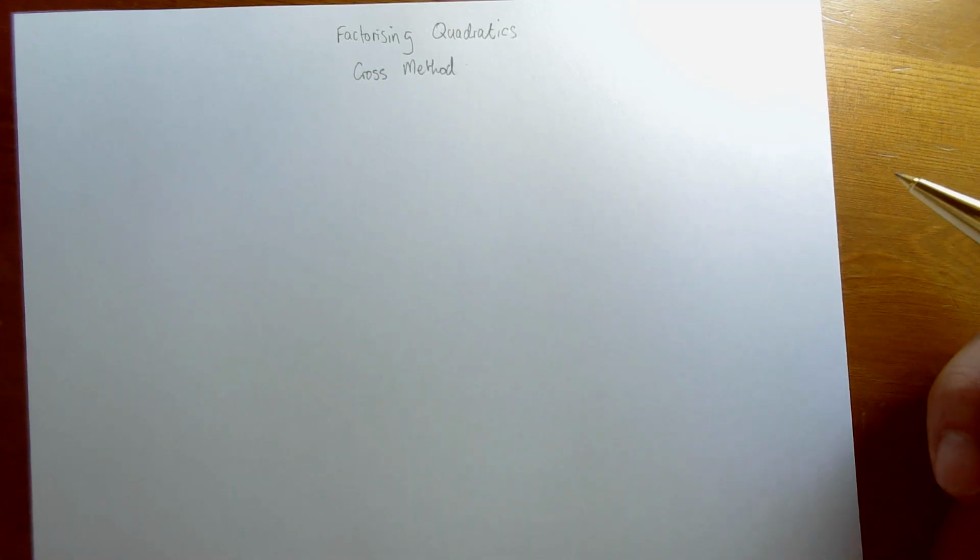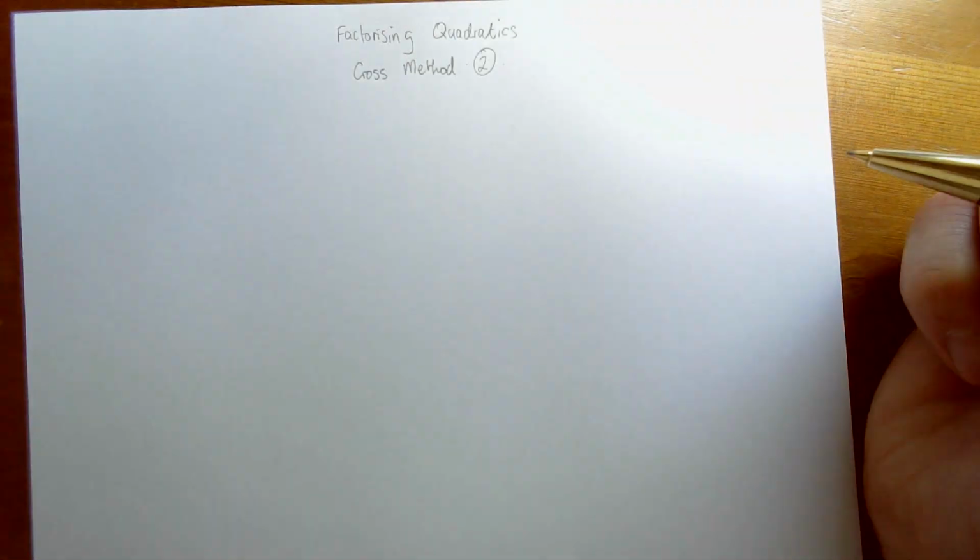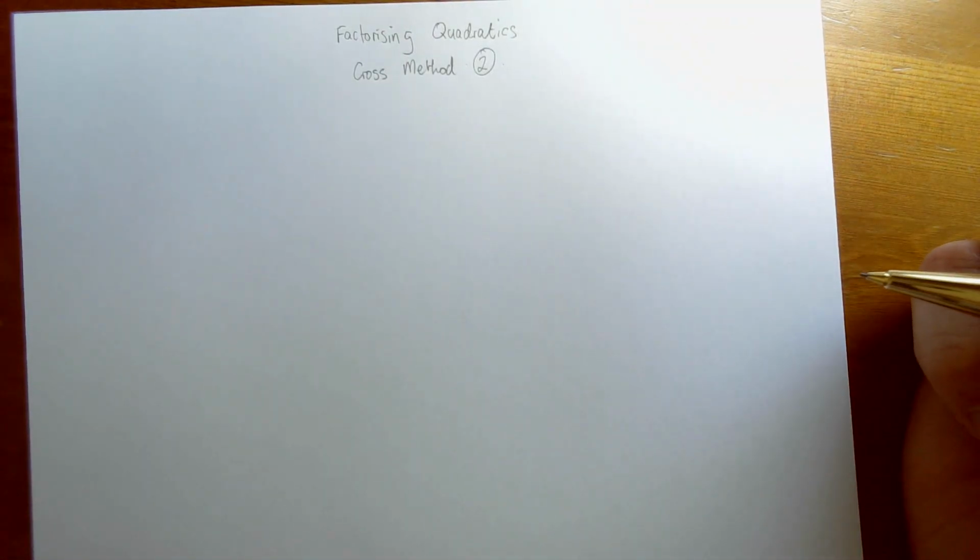And you're welcome to this video on factorising quadratic expressions using the cross method 2. In this video, we're going to factorise quadratic expressions where the middle term is negative. So let's just start with an example. We have x squared minus 8x plus 15.